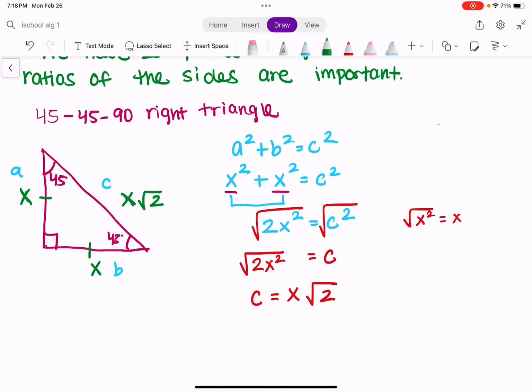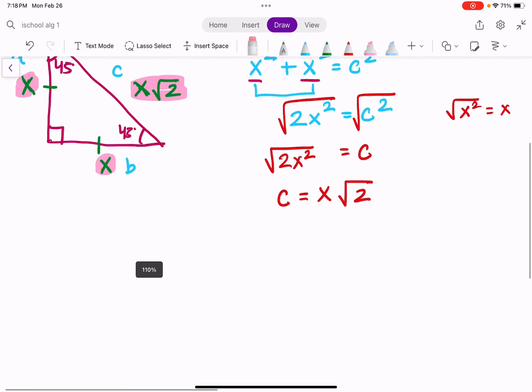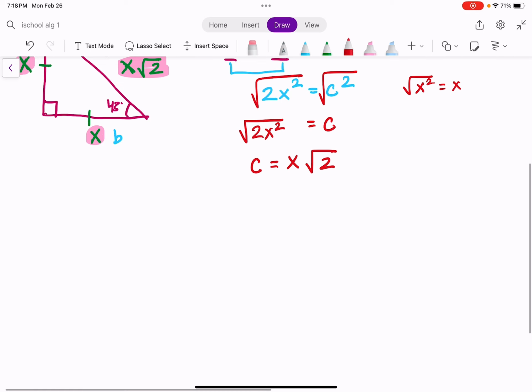Okay, so now I know that there is this relationship. If a side is x in a 45, 45, 90 triangle, then the hypotenuse is x square root of 2. And we're going to come back to this in a second. I'm going to now introduce the second special right triangle, okay? And the second one is what we call a 30, 60, 90 triangle, okay?